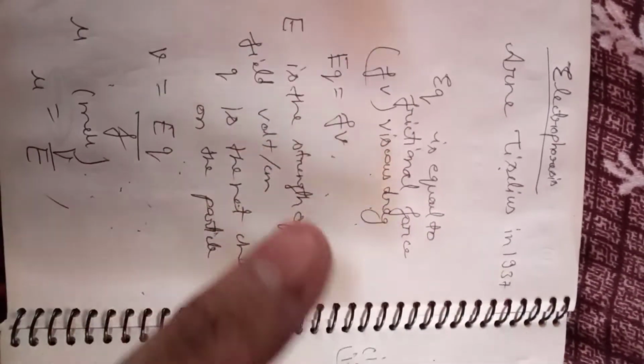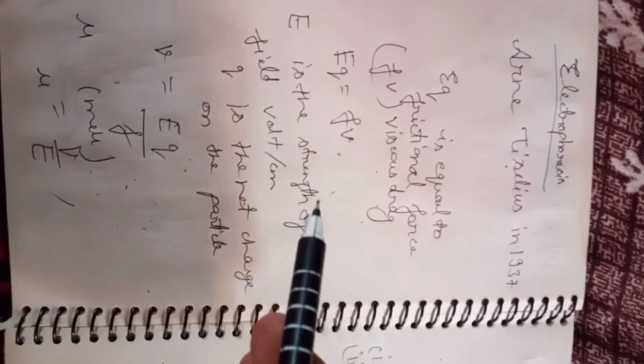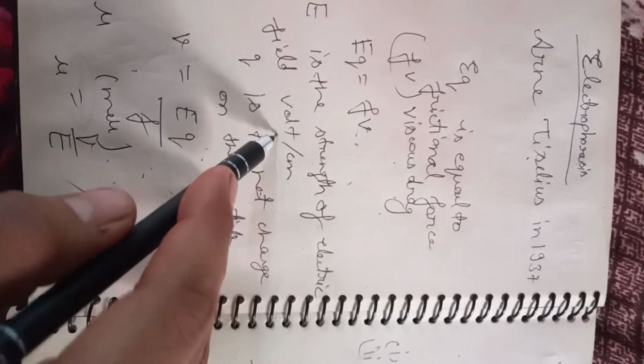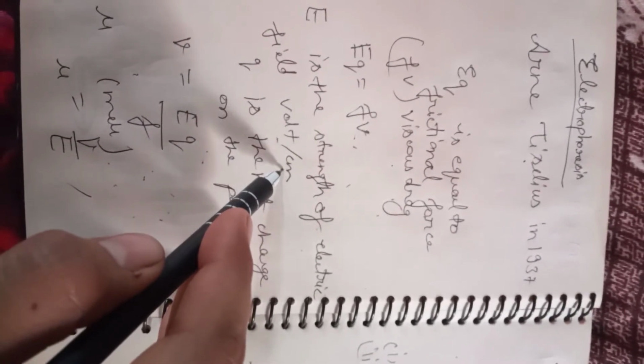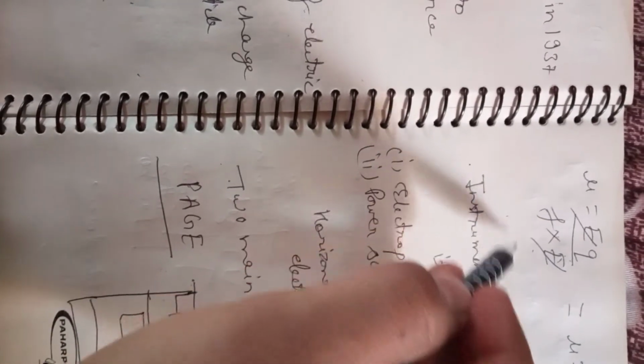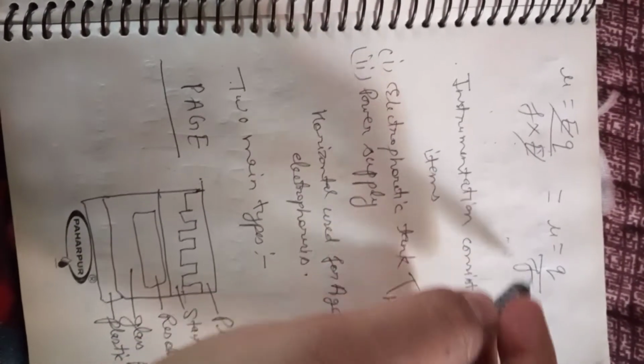The electrical force acting on the particle is equal to the frictional force on the viscous track, where F = Eq, E is the strength of the electric field in volt per centimeter and Q is the net charge on the particle. Then velocity V = Eq/F, where mu = V/E, so mu = (Eq/F)/E, and we obtain mu = Q/F.